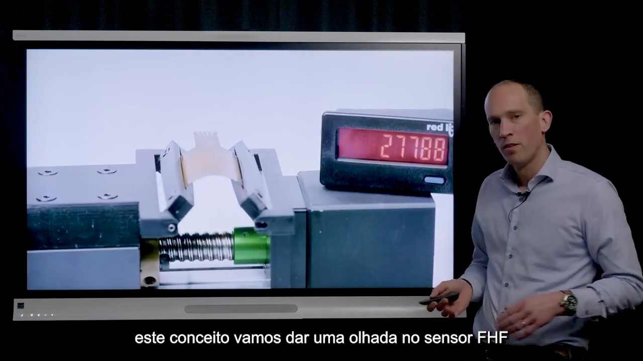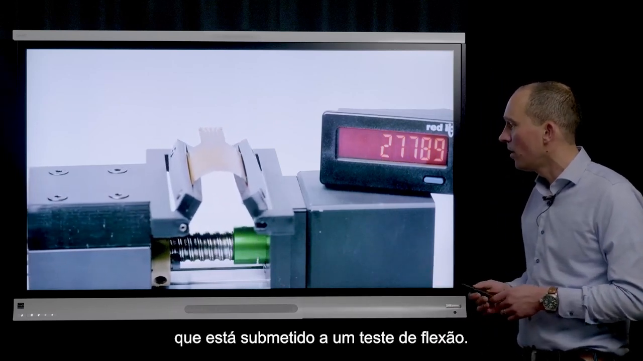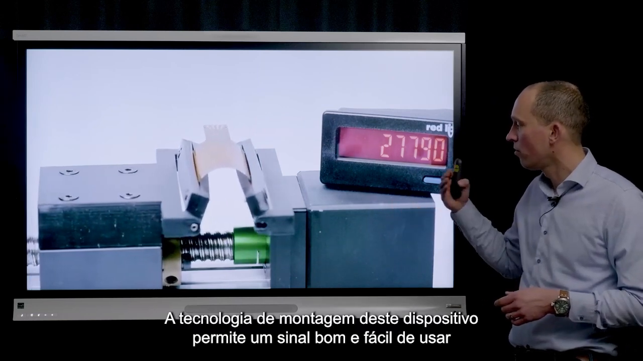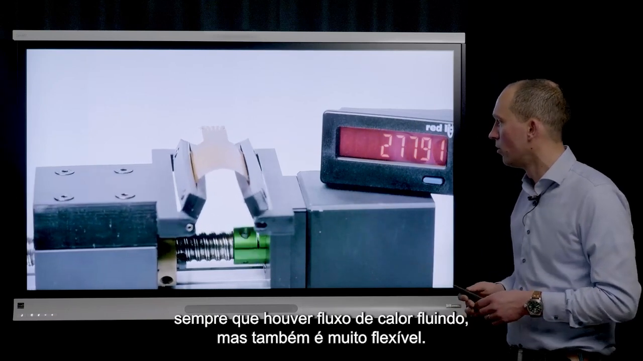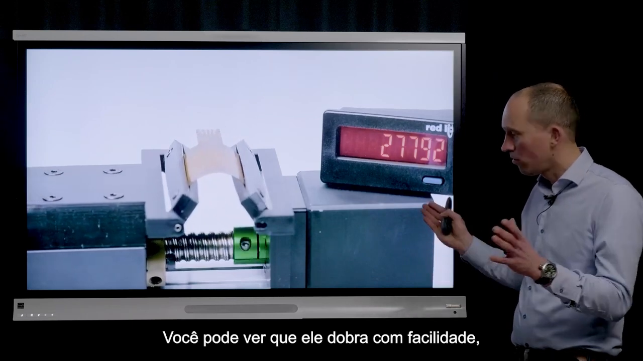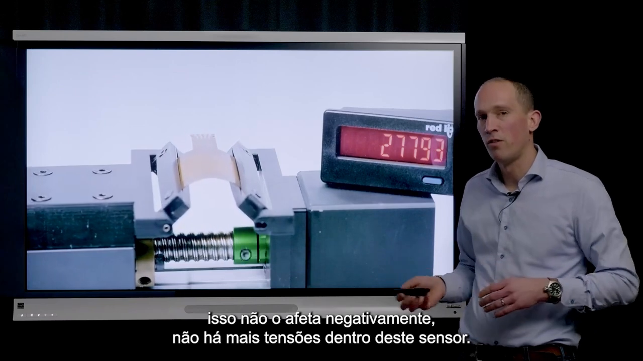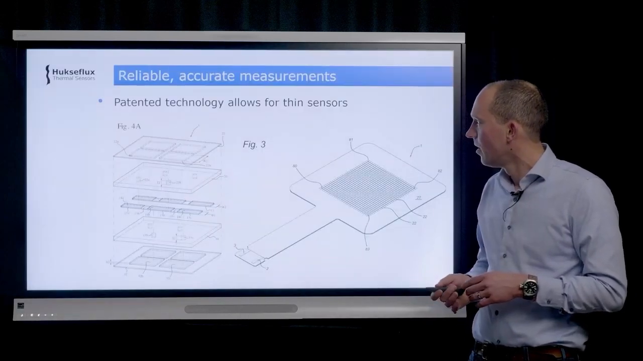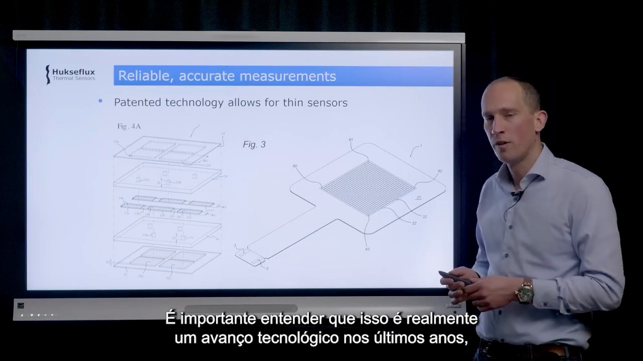To illustrate that concept, look at this FHF sensor that is submitted to a bending test. Modern technology allows for this device to have a good, easy to use signal whenever there's a heat flux flowing, but it's also very flexible. You can see it bends quite easily, and it's not negatively affected. There are no stresses inside this sensor anymore. It's important to understand that this is really a technological advance over the last few years.